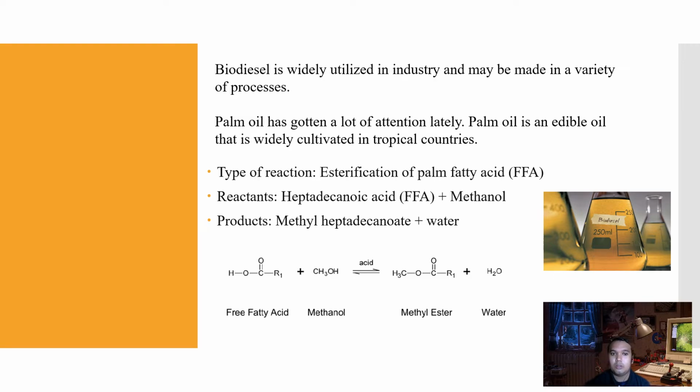So among all the crude oil sources, we choose palm oil, which has gotten a lot of attention lately, because it is widely cultivated in tropical countries like Malaysia, Indonesia and Thailand.